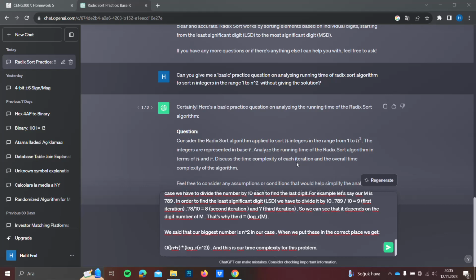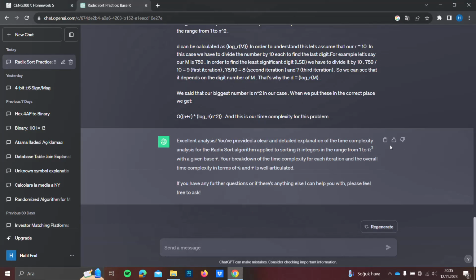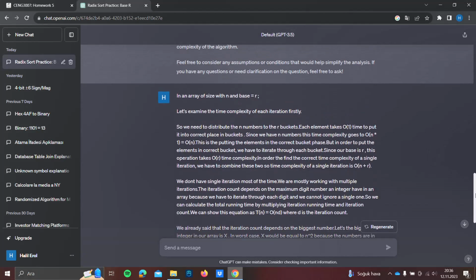Okay, so I found the solution for this problem as O(n plus r) times log n squared in the base of r. Let's see if it is correct. Okay, so our answer is correct. Now let's examine how I solved this problem.